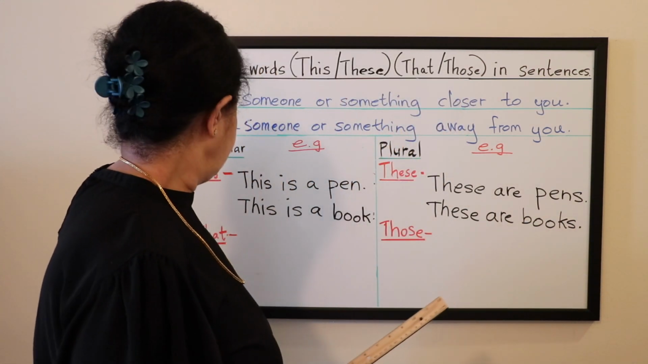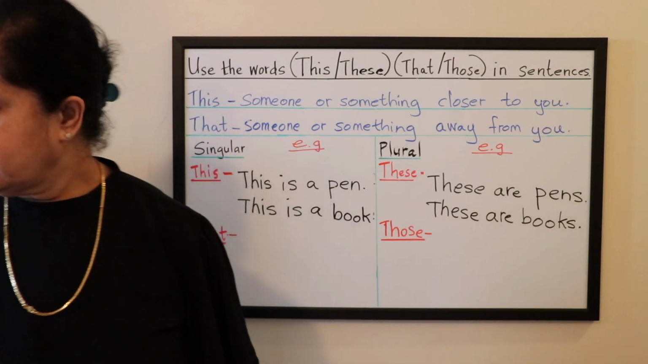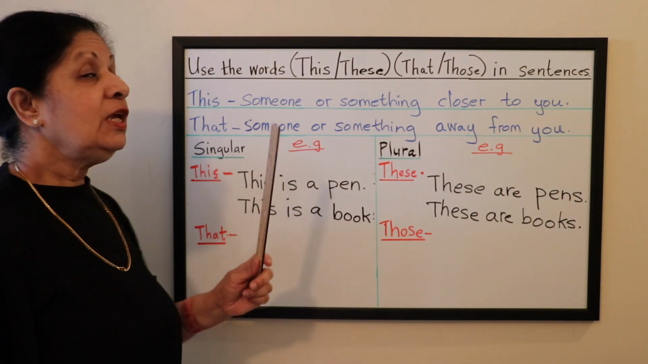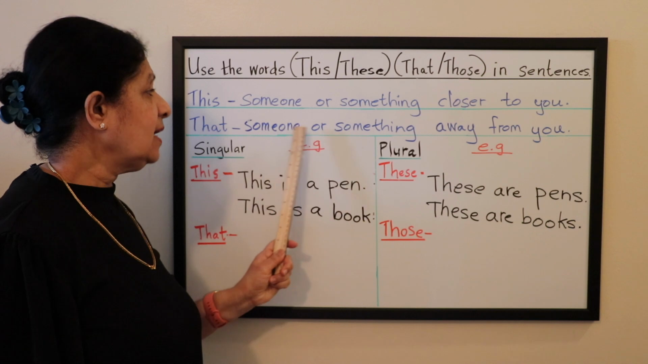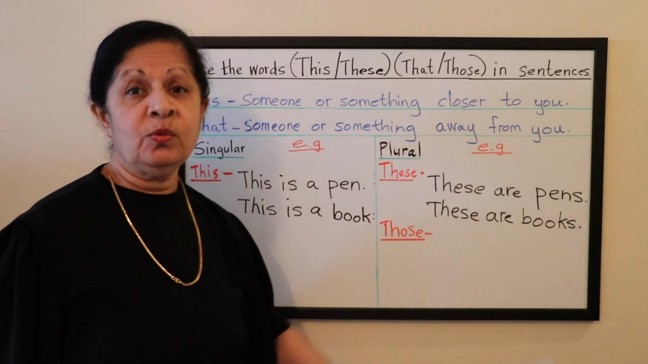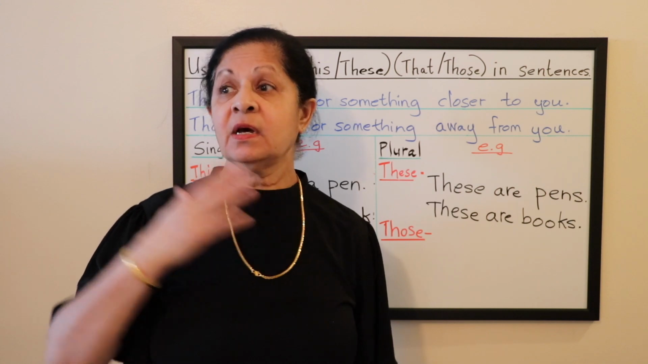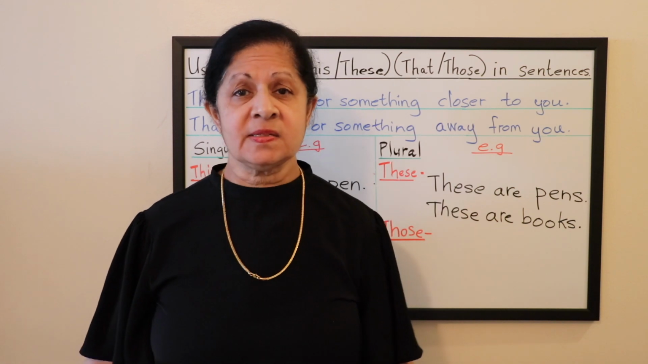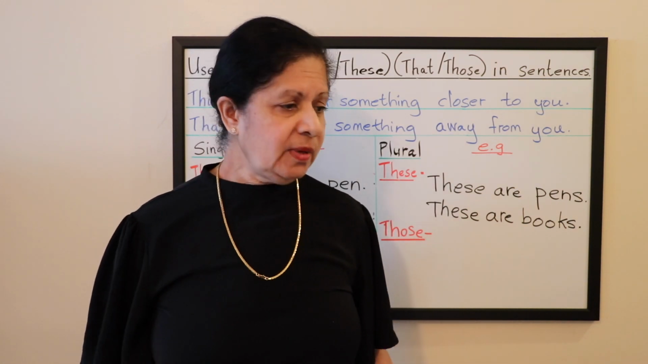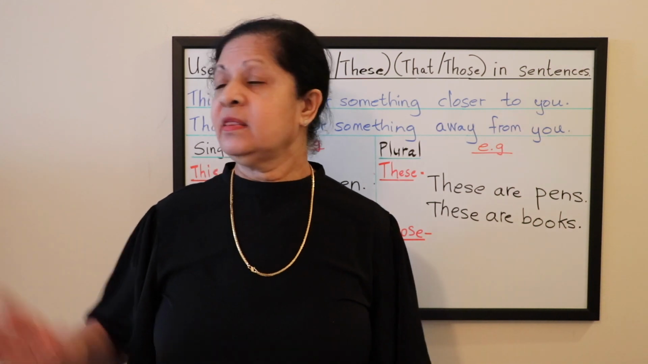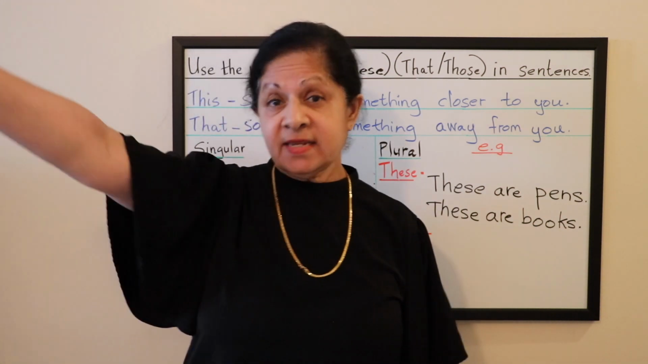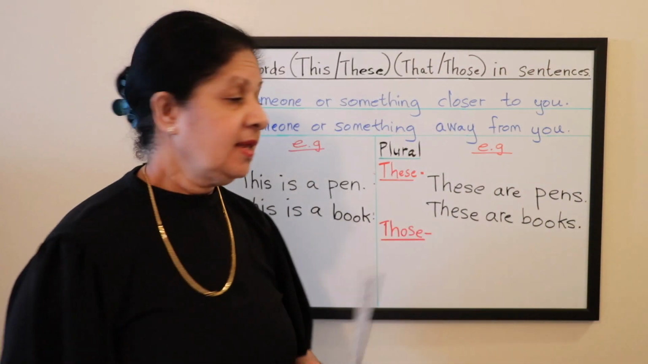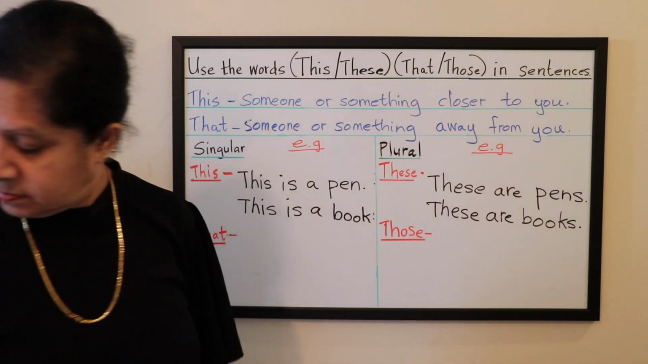Right. Next, we are going to the word that. When do we use the word that? We use the word that for someone or something away from you. Away from me, not closer to me. Okay, let's say the bus. Is the bus closer to me? Can I see the bus now? No. The bus is far away. I say, that is a bus. So I'm going to put here, that is a bus.